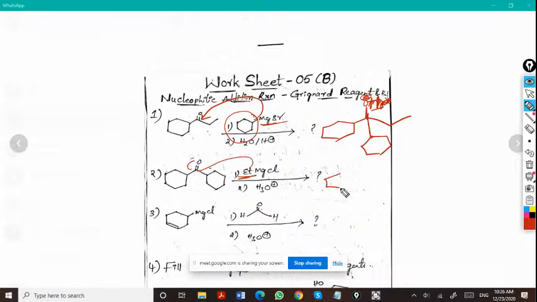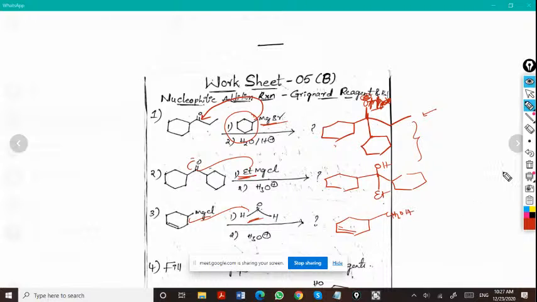So ethyl will add to the carbonyl carbon, and this will be the product. Both will give a similar kind of product. So these two give the same product, and you can synthesize this product from either of the compounds. If it is formaldehyde, it is going to give a primary alcohol. So this is going to attack this one, giving CH2OH. So these are the products.